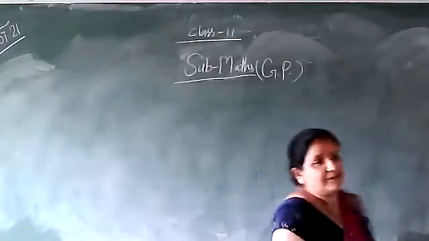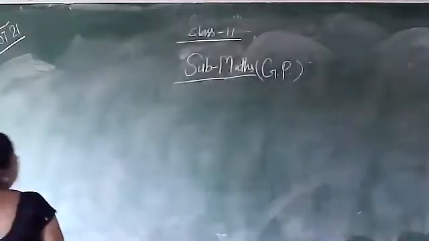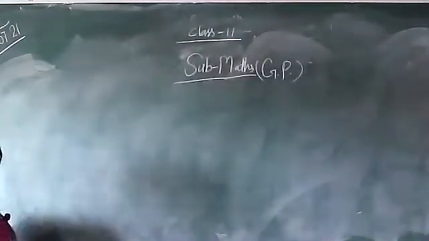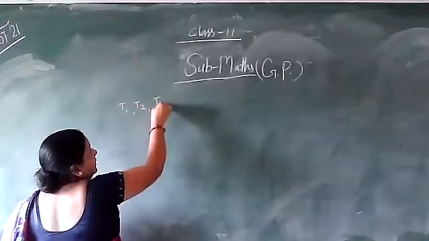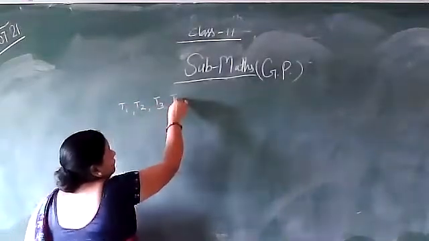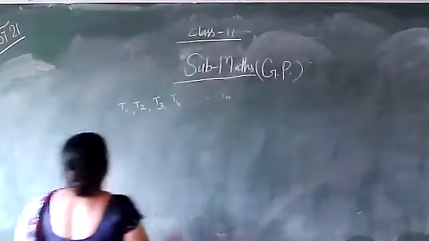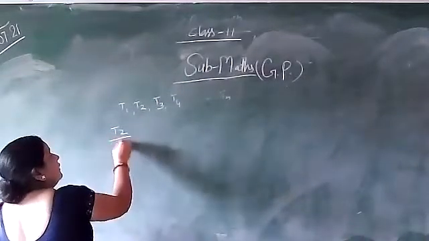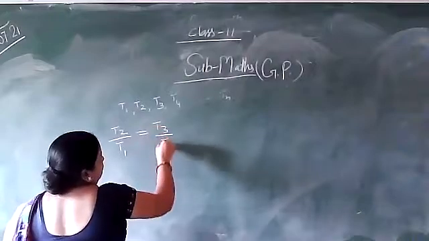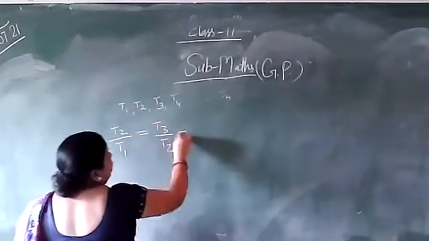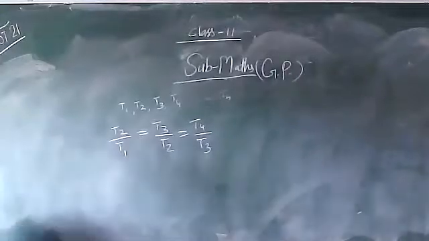Today I explain GP, geometrical progression. Okay. What is a GP? We write a series T1, T2, T3, T4 up to Tn, otherwise infinite. If we divide T2 upon T1 equal T3 upon T2, and T4 upon T3, it is called GP.